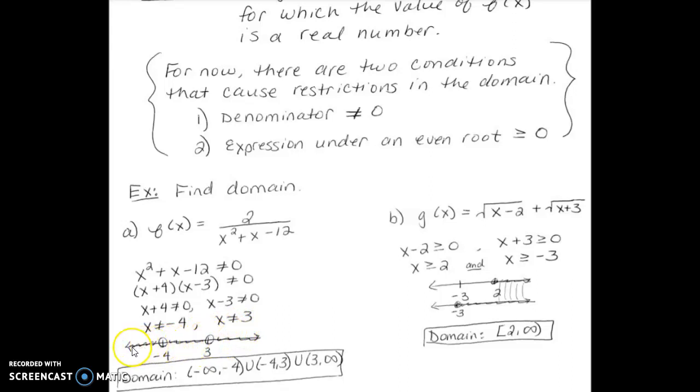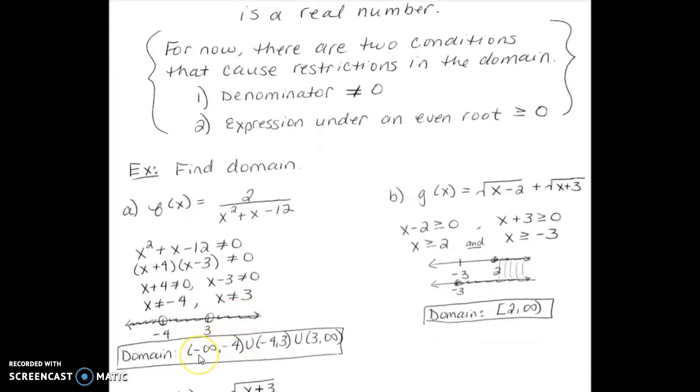In other words, all the numbers on the left of negative 4 are fine, all the numbers in between negative 4 and 3 are fine, and all the numbers to the right of 3 would be okay. So our domain, using interval notation, would mean from negative infinity up to negative 4, parentheses here because we're not including the negative 4, union with between negative 4 and 3, this interval, and then again union with the set from 3 to infinity on the other side.